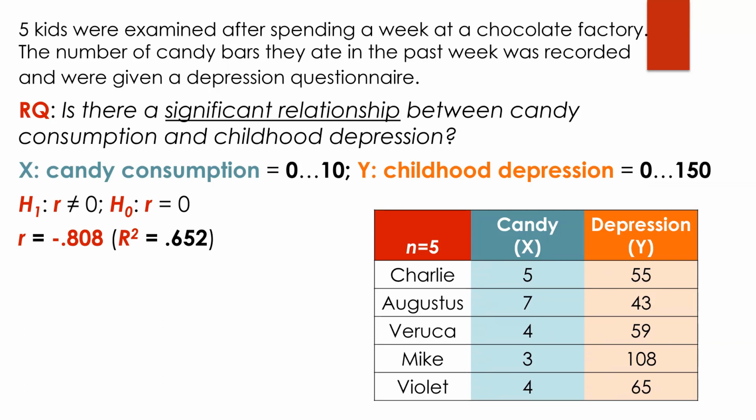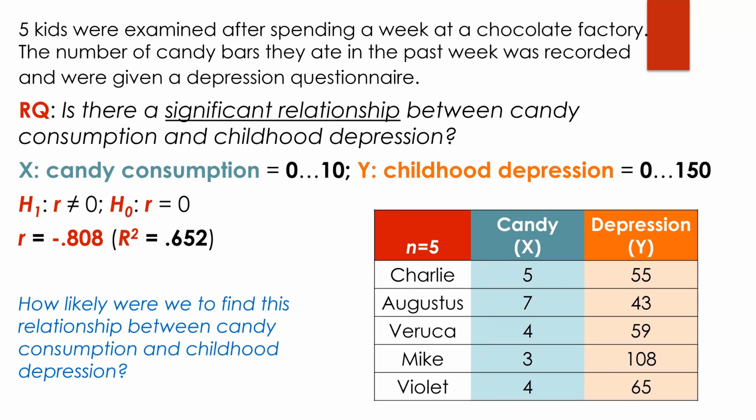And you can see its strength by its R-score, coefficient of determination, is 0.652. So you could say that about 65% of their variances are overlapping here. So about 65% of being depressed is accounted for by how much candy they consumed in the last week. So what we need to ask now is how likely were we to find this relationship? If we assume the null is true, if we assume that candy consumption is not related to childhood depression, how likely were we to find this relationship? Was it likely or unlikely?